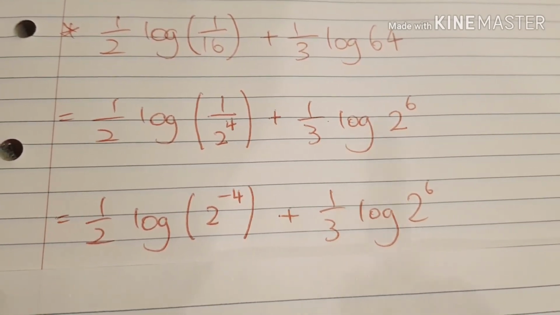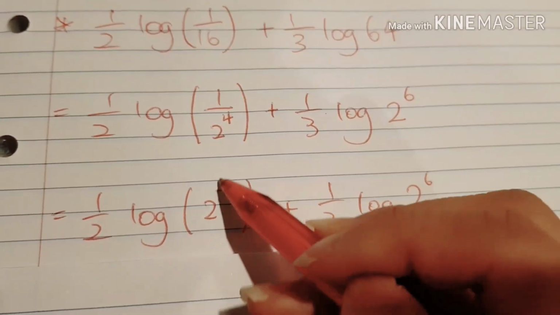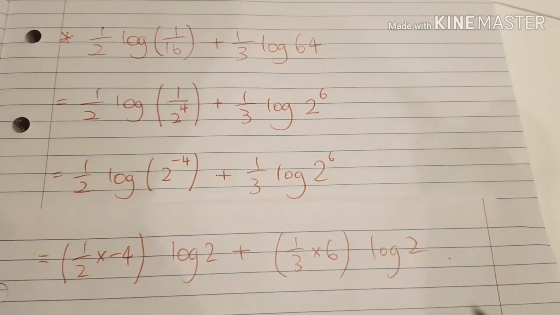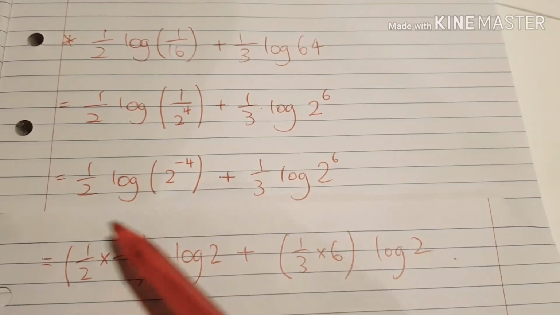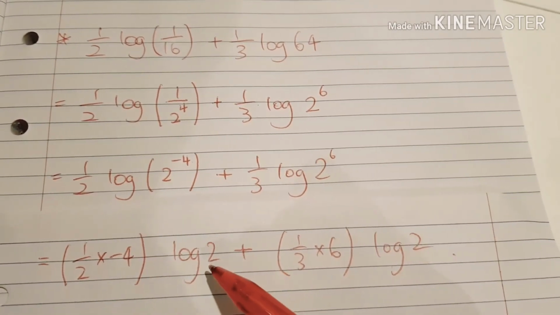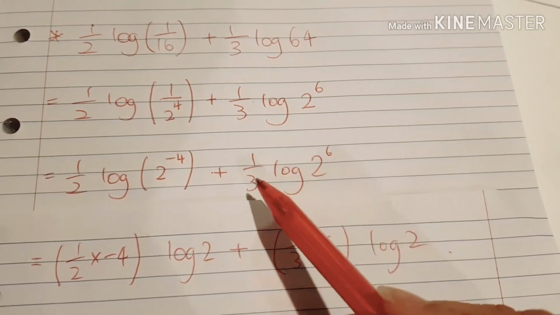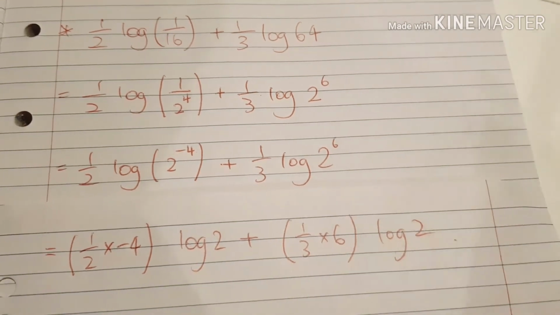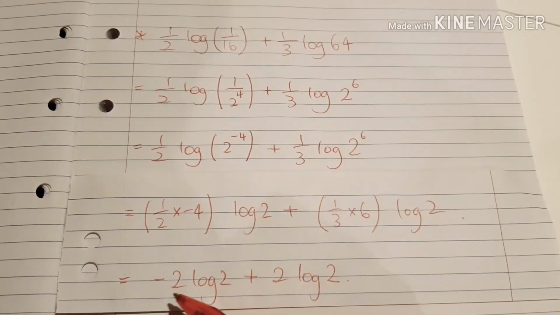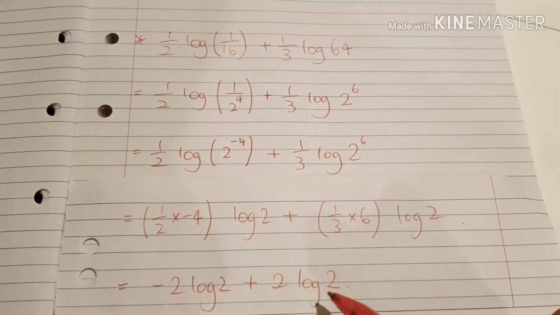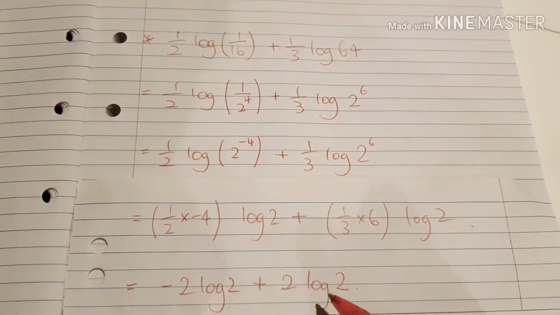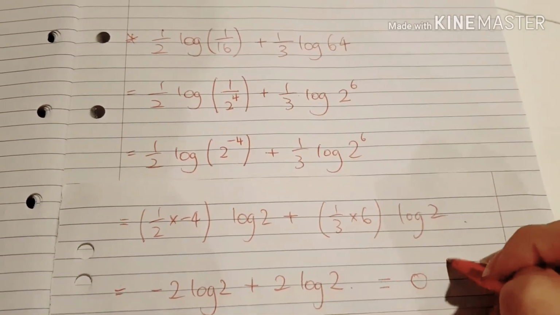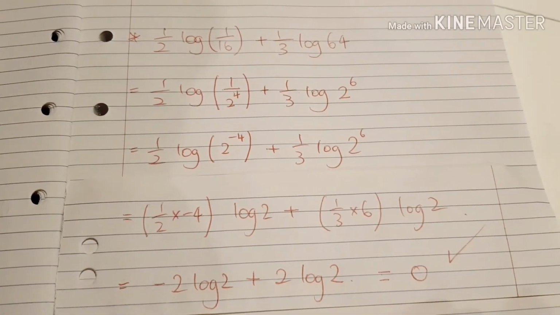So log 2 and log 2. Then I have this power, I can pull it down. Once I pull it down, I can multiply these two together, and I only have log 2 on the right hand side, and this one I can multiply together, and again log 2. If I simplify, it's going to be minus 2 log 2 plus 2 log 2. Log 2 is the same thing, so minus 2 plus 2 will be just 0. That's another final solution for this question.